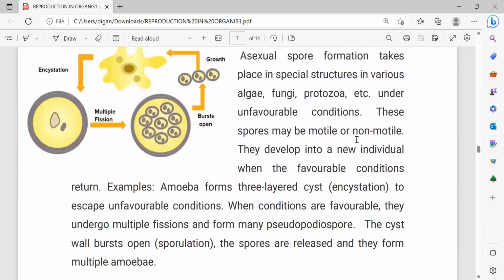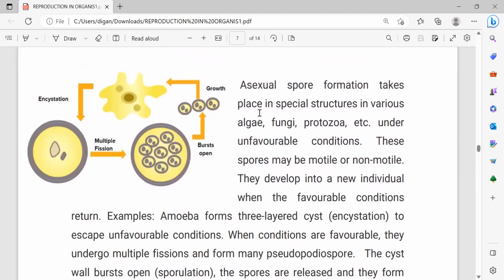Next, sporulation. Asexual spore formation takes place in special structures in various algae, fungi, and protozoa under unfavorable conditions. Look, this is an amoeba. When unfavorable conditions come, a survival problem arises. Then what happens? It forms a hard coating around itself, and within the cell, the nucleus is divided into many daughter nuclei. When suitable conditions come, this outer boundary breaks down, and from each individual nucleus a new offspring is produced. That type is called sporulation.